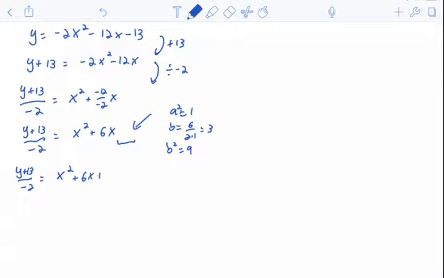Oh no, I messed up. Let's try this again. y plus 13 over minus 2 plus 9 is equal to x squared plus 6x plus 9. Okay. And now I can write this as a perfect square: x plus 3 all squared.